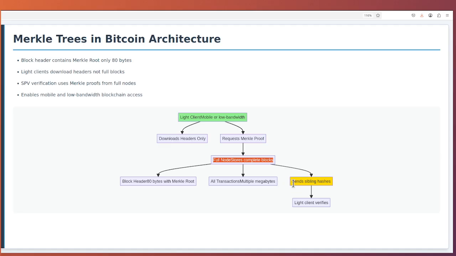Full nodes verify everything. Every transaction, every signature, and every block. They build and store the complete Merkle tree, but they can provide compact proofs to light clients. The Merkle root in the block header is what gets hashed during the mining process, linking the transactions cryptographically to the proof of work that secures the block.